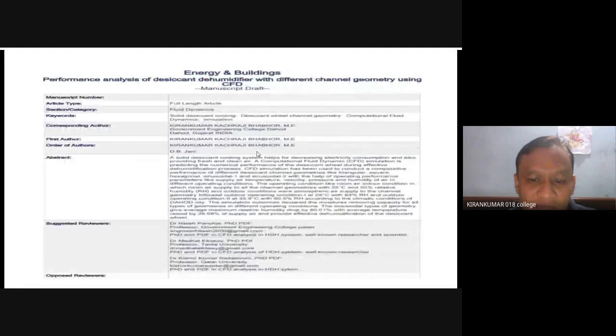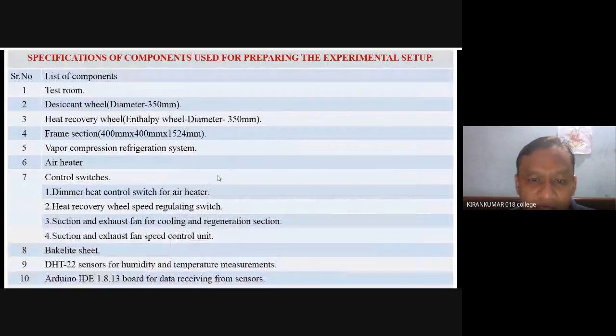This is the first paper I have communicated, to the journal Energy and Buildings. The title is performance analysis for desiccant dehumidifier with different channel geometry using CFD. This is a reputed journal from Elsevier. Now I'm waiting for the review.